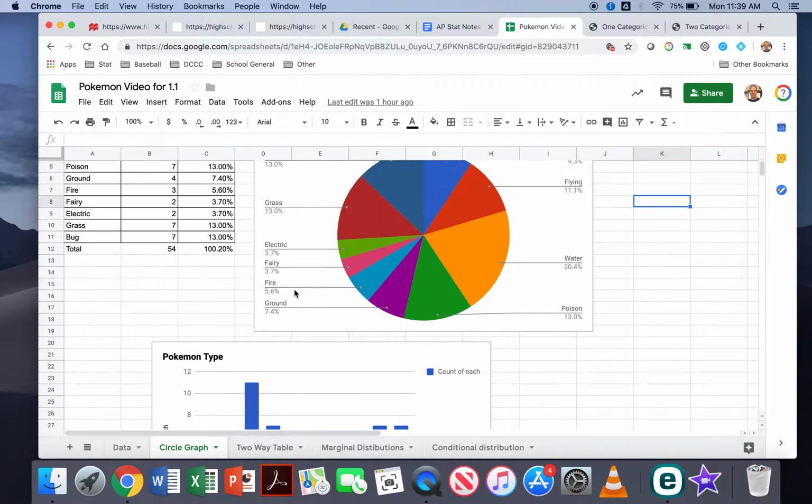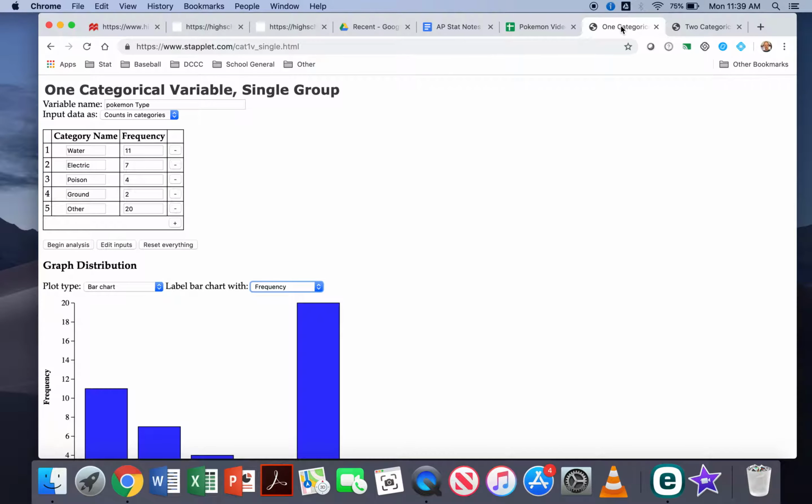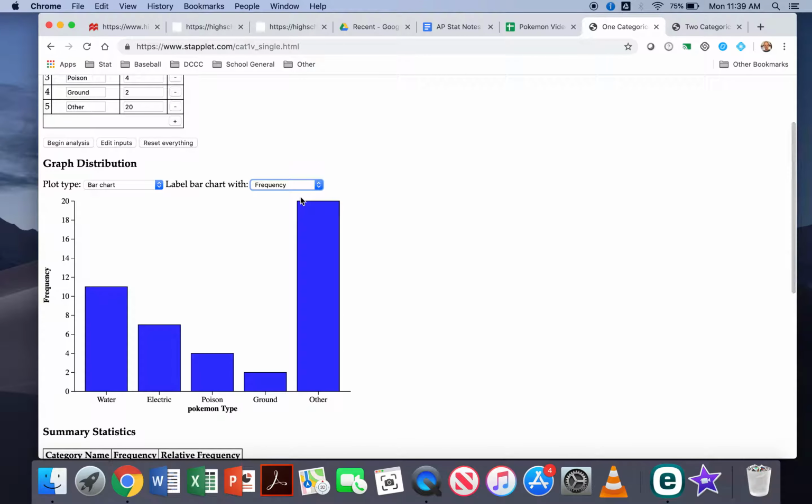Now, when I draw these things, you want to make sure that they're able to stand alone. Every graph you ever draw, you want to make sure anyone could come in at any time, look at it, and understand what it represents. We're going to be using something called Statlet.com a lot this time. And for one categorical variable, I'll come in, Pokemon type. I'll put in all the different types. I'll come over here, put in the frequencies. It'll draw me a nice bar graph.